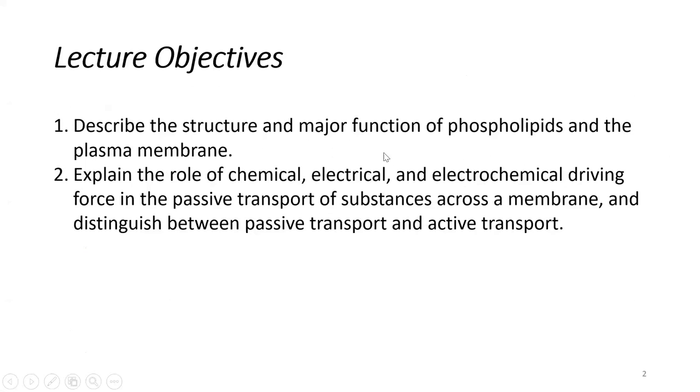So describe the structure and major function of phospholipids and the plasma membrane. We're going to talk about it here as it pertains to membrane transport, but this is actually a topic that's found in chapter 2 in your book, so be on the lookout for that. We're going to start with a basic review of the cell membrane structure, and then move into the actual chapter 4, which is membrane transport.